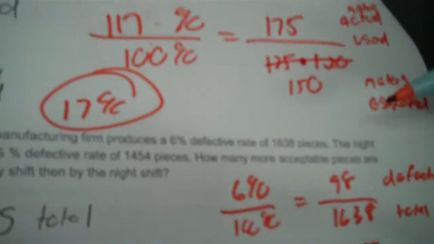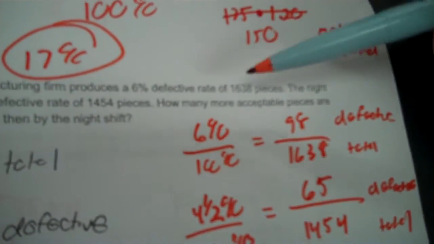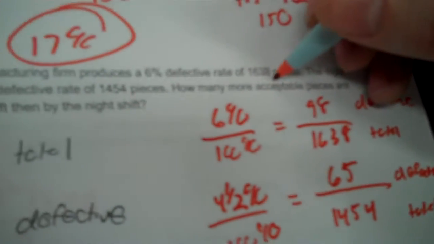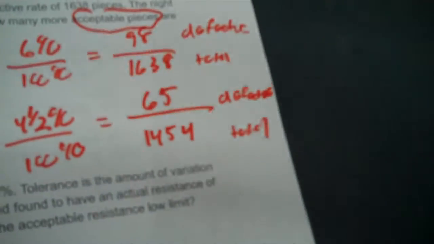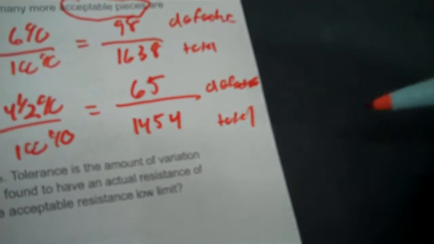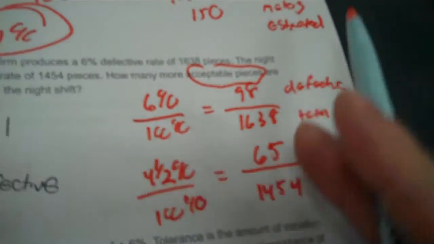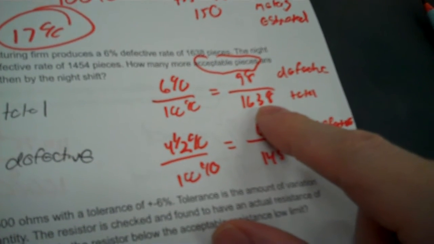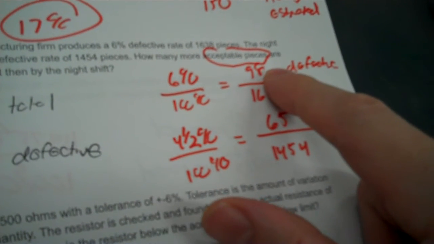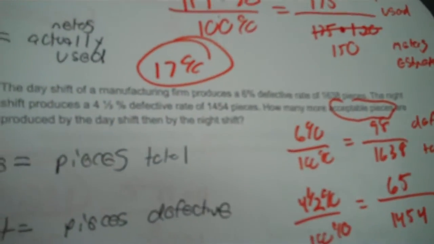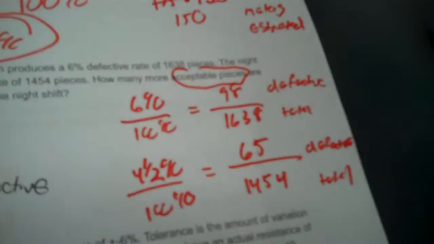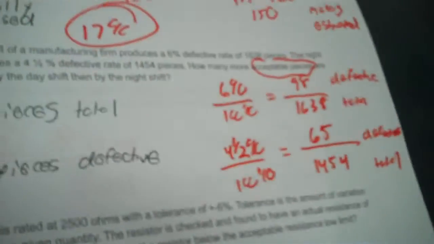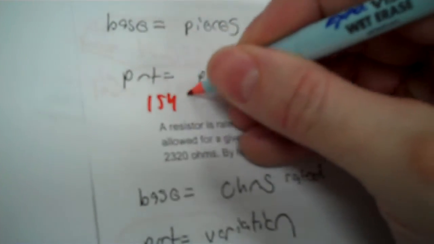Now, you've got to look at the question that's being asked. You now have everything you need to know, but it says how many more acceptable pieces are produced by the day shift than the night shift. Acceptable pieces is the opposite of defective, okay? So you don't just go with these. Here's what you need to do. Think about it. They produced 1,638 total pieces. 98 were defective. Well, then the rest of them are acceptable to be sold. So subtract these, and that finds out how many were acceptable. So 1,540 were acceptable from that shift.